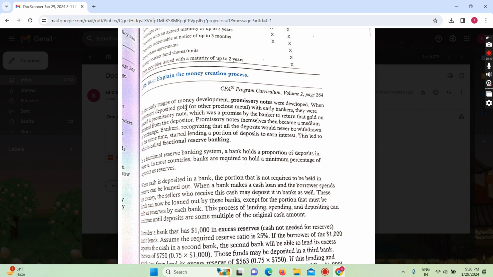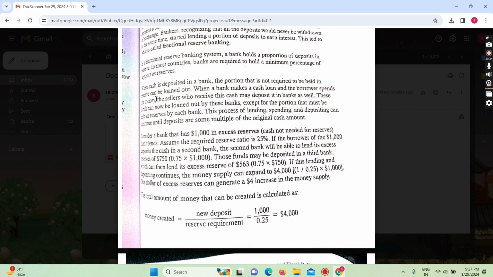So accordingly, firstly we had $1000. Then we kept 25% in reserve, so now we have $750. Now out of the $750, again those funds may be deposited in a third bank, which can lend its excess reserve. So again the process will run: in the $750 we again need to retain the 25% portion and we can lend the 75%. If this lending and depositing continues, the money supply can expand so that the $1000 will become $4000.